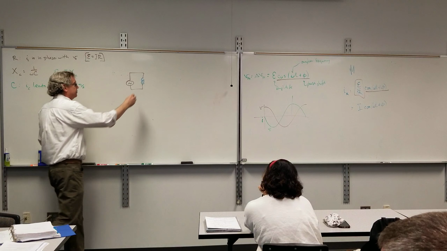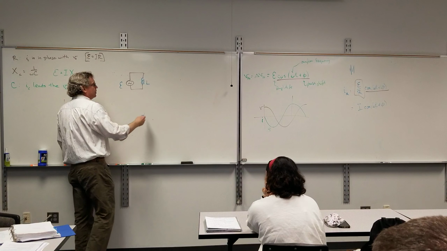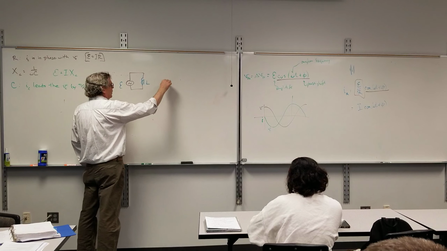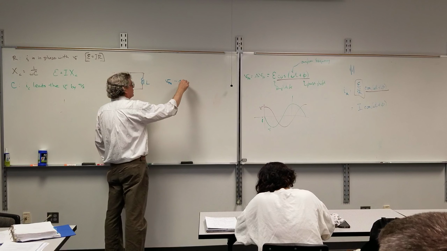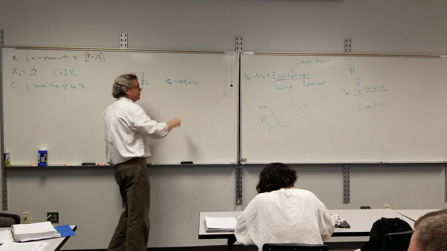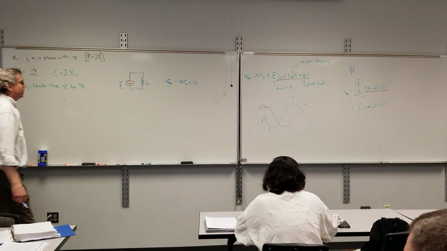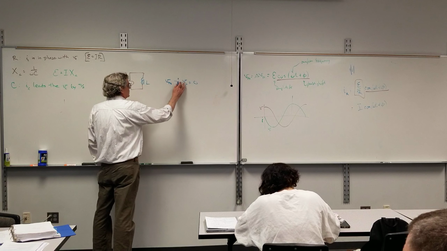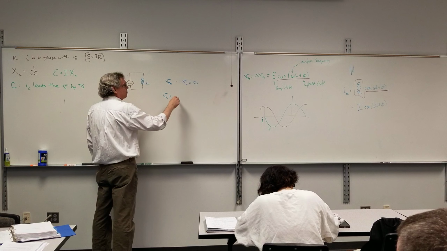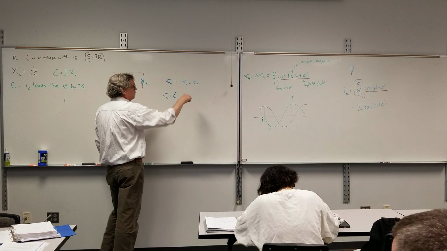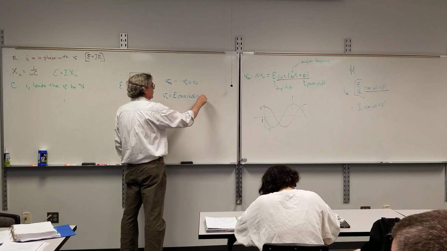Now I have an inductor of some magnitude L. The voltage across the power supply minus the voltage across the inductor is equal to 0. Kirchhoff. So the voltage across the inductor is the voltage across the power supply, which we established over there, epsilon cosine omega t plus phi.